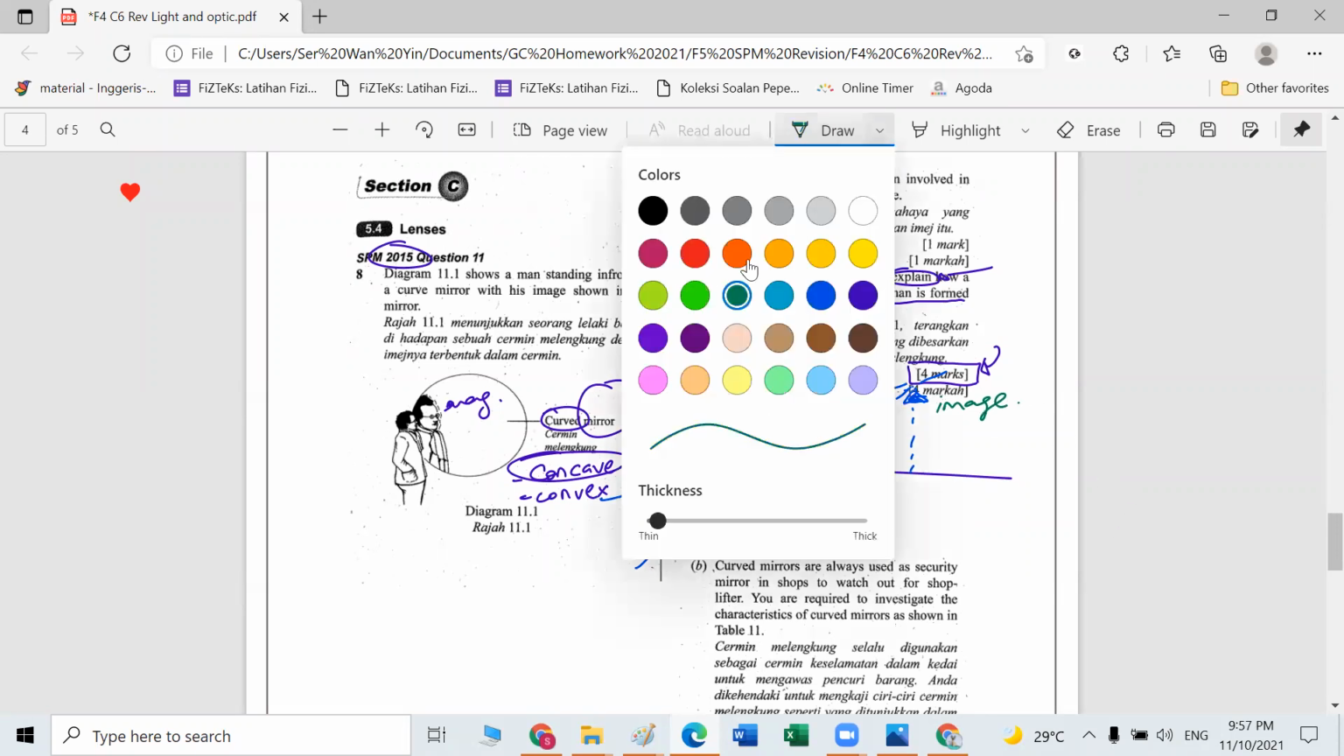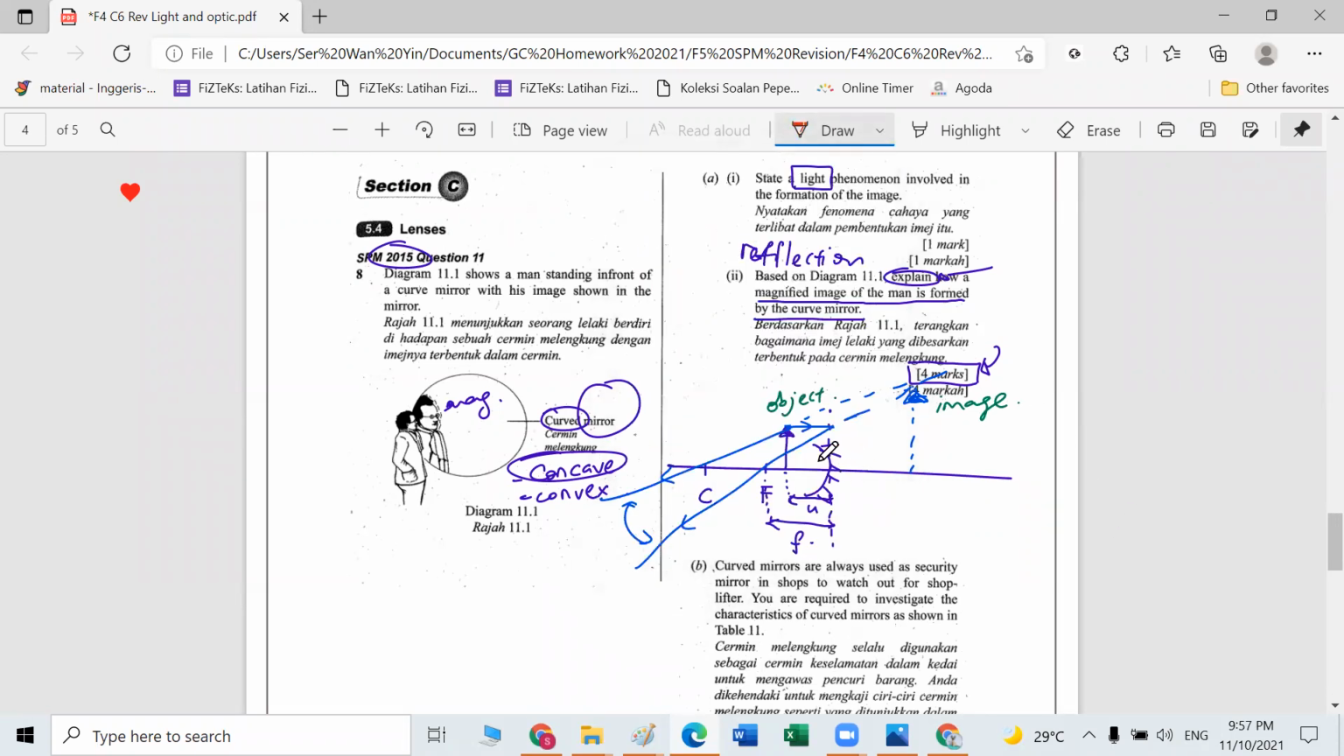So how to get your marks? Very easy. When you draw your mirror, 1 mark. Then KF, object 2 marks, KFC 3 marks, image 4 marks. 1, 2, 3, 4. Okay, so only mirror when they want you to explain, you no need write sentence, just draw the diagram.